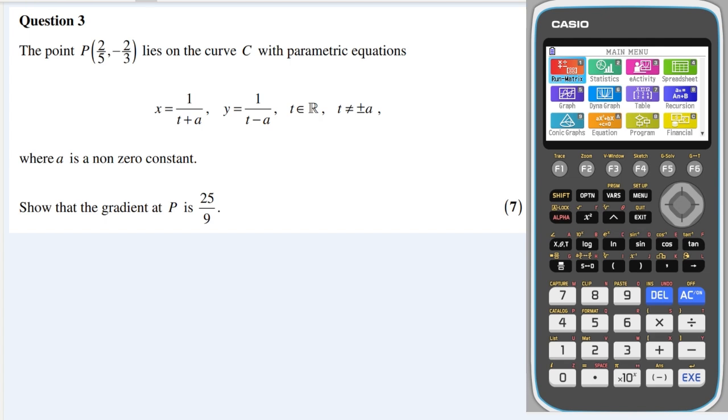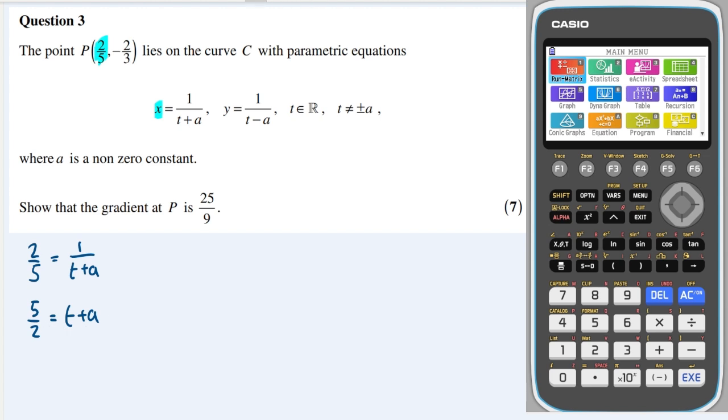Question 3, we've got a set of parametric equations and we're told that the point P lies on the line. Okay, so that means that the x coordinate must satisfy the x equation. So I can write 2 over 5 is equal to 1 over t plus a. I can flip both sides of that to give me 5 over 2 is equal to t plus a. Okay, obviously I can't solve this because I've got two unknowns here, a t and an a.